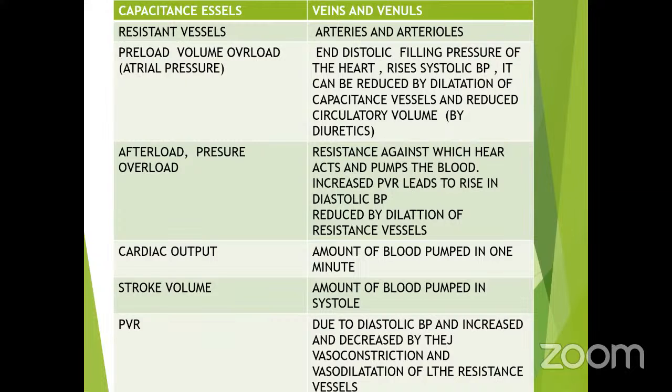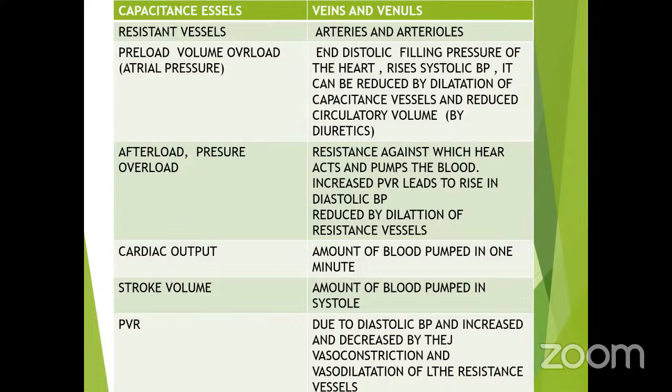There is a rise in systolic BP, which can be reduced by dilatation of the capacitance vessels, that is the veins. So nitrates can be used, and you reduce the circulatory volume by diuretics. Dilatation of the capacitance vessels, that is the veins and the venules, is done mainly by nitrates, but we have mixed vasodilators, that is ACE inhibitors and ARBs.